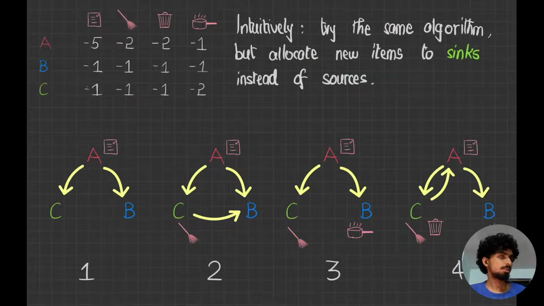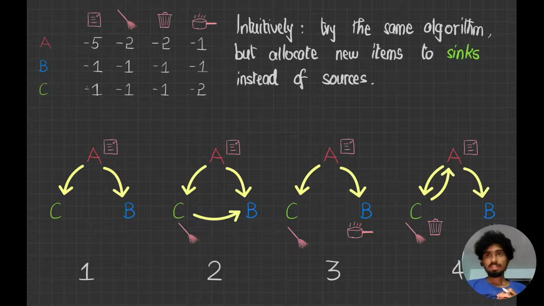Because a previous claim in the literature basically said that if you run the same algorithm as earlier, the one you had for goods, but instead of allocating new items to sources in the graph, you allocate new items to sinks in the graph, then this adaptation is going to give an EF1 allocation of chores. So that was the claim. It turns out that's not true.